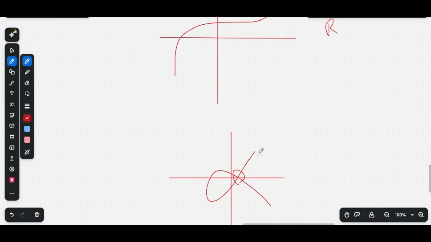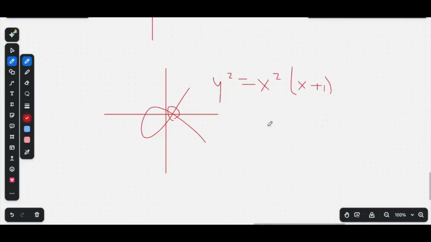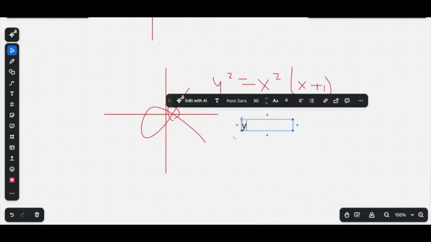And this is described by, let me see if I get this right. One moment, I believe it is y is equal to x plus 1. Yes, this is something like y squared is equal to x squared times x plus 1. And if you move everything to one side, what would you get? You would get, let me just type it out really quickly, y squared minus x to the third minus x squared is equal to 0.